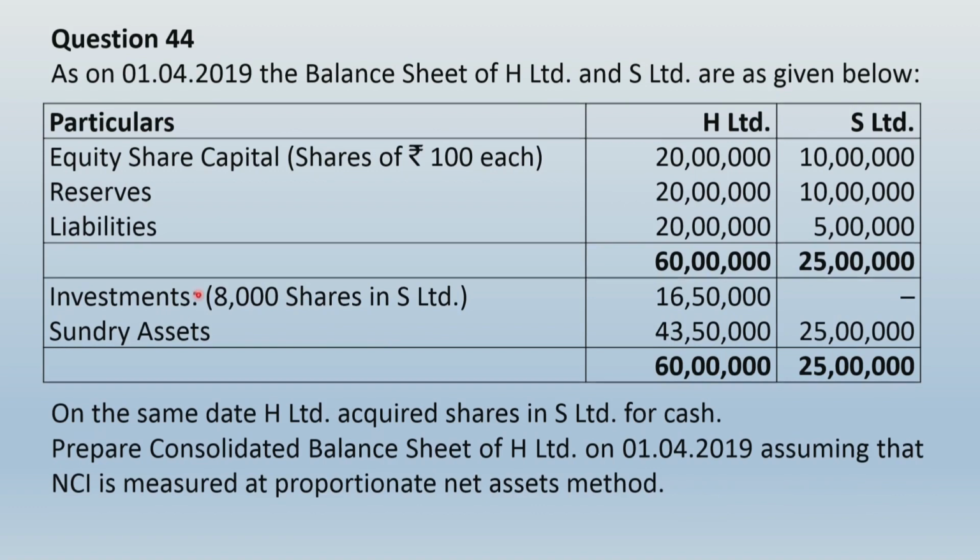So what do you think would have been the journal entry that H Limited would have passed for acquiring these shares? It would have been simply shares in S Limited debit to bank account, and the cost of these investments would have been 16,50,000. This entry has already been passed by H Limited in its accounting records. That is how it is reflected in its separate financial statements, that is in its balance sheet drawn on 1st April 2019.